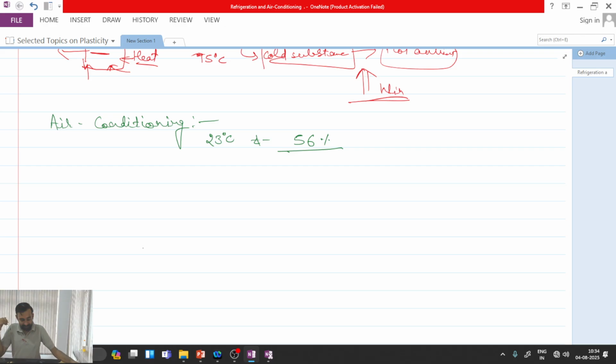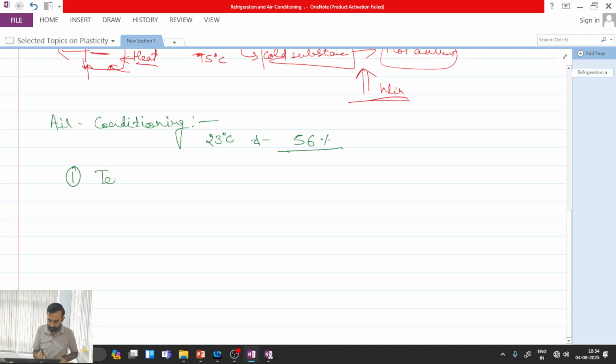So it means that I have to also perform circulation. Other than that, if I add some dust particles in the air, will you be finding it comfortable? So it means along with that I have to also clean the air. So in case of air conditioning, one has to achieve four tasks.